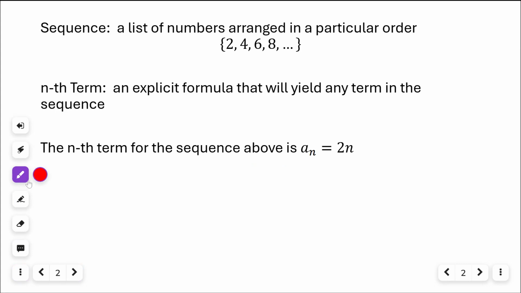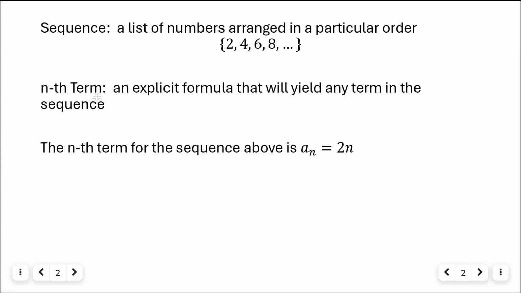So a sequence is just a list of numbers arranged in a particular order. All right. So for example, 2, 4, 6, 8. That's a sequence. Okay. Four numbers separated by a comma. There's obviously a pattern to it. It would keep going if you wanted it to.